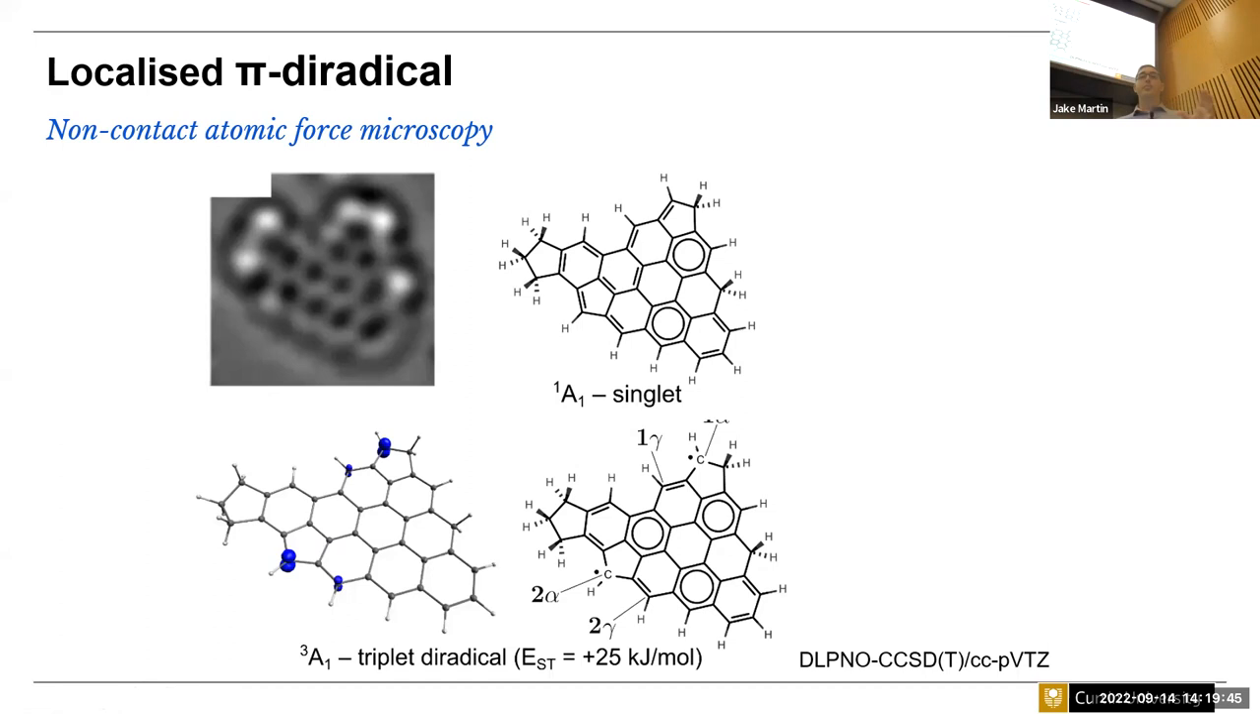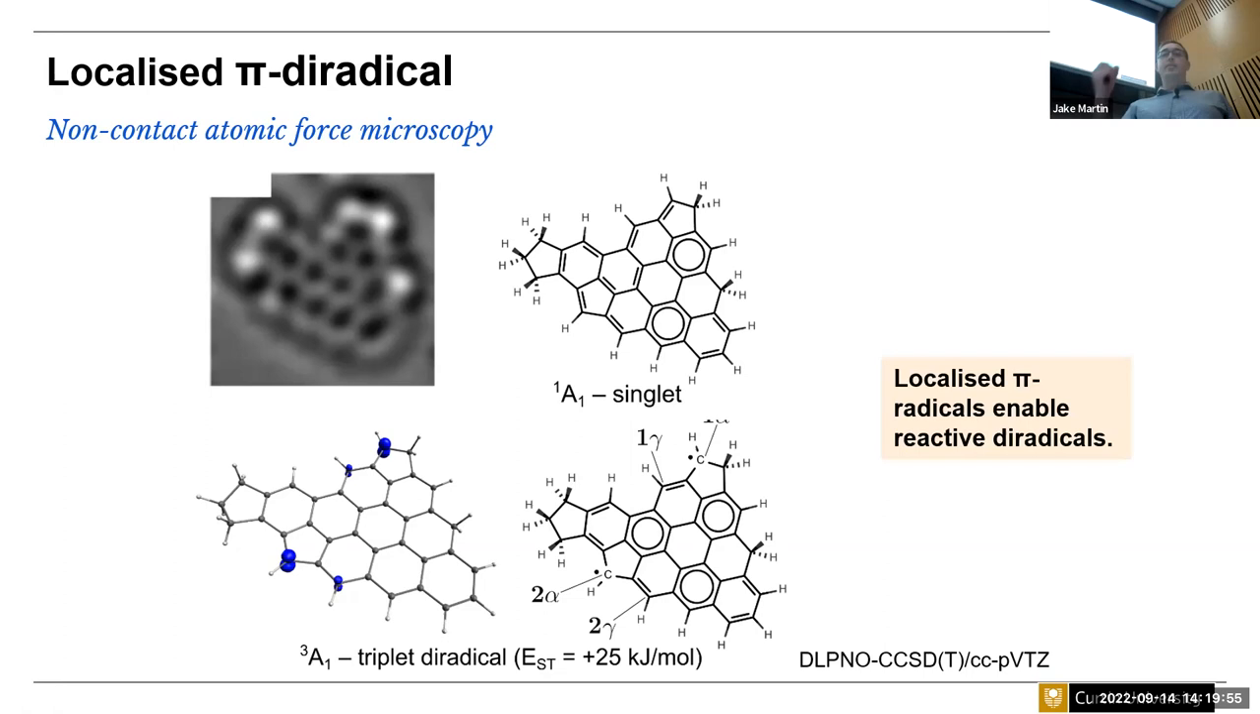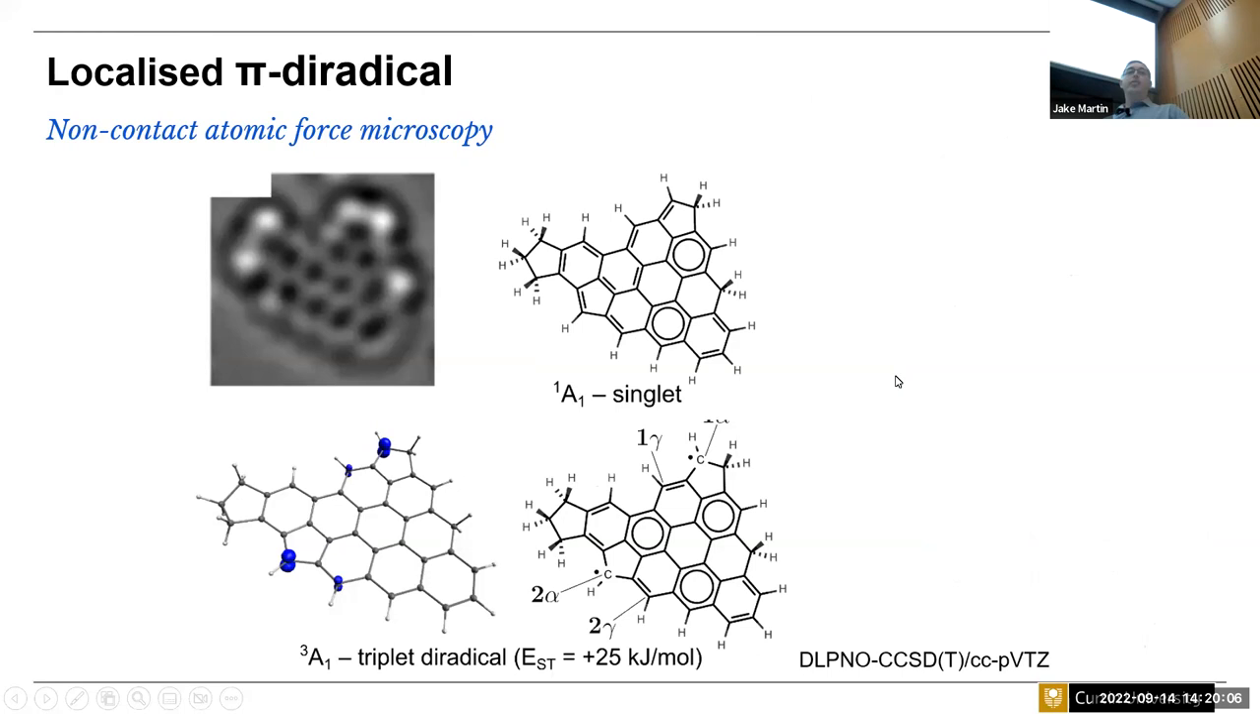So this is the second thing. We used a much higher level of theory, because it's harder to do singlets and triplets just in DFT. We were able to find that these localized pi radicals enable diradicals. And if you look at the spin density of these and compare it with over here, it's exactly the same. So it is, in fact, the exact same sort of localized state.